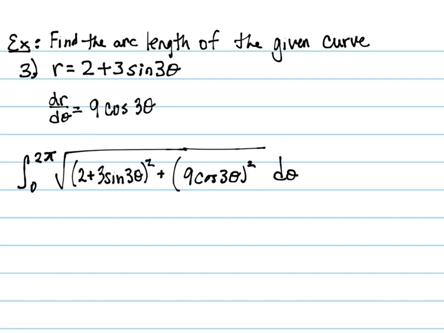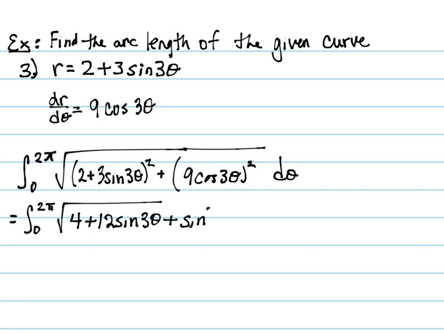So let's see what happens. All right, so when I do the squaring over here, I have 4 plus 12 sine of 3 theta plus the sine squared of 3 theta. I almost wrote sine cubed. And then plus 9, so I've got 18 cosine of 3 theta. Cosine 81 is what I meant to write down, really and truly. Absolutely, 81. And there's my squared.